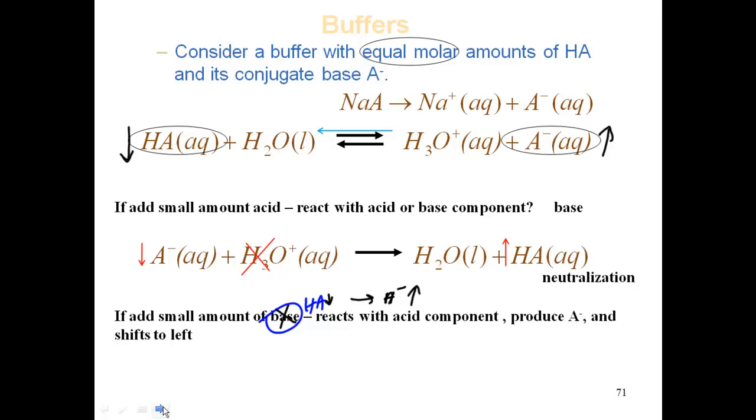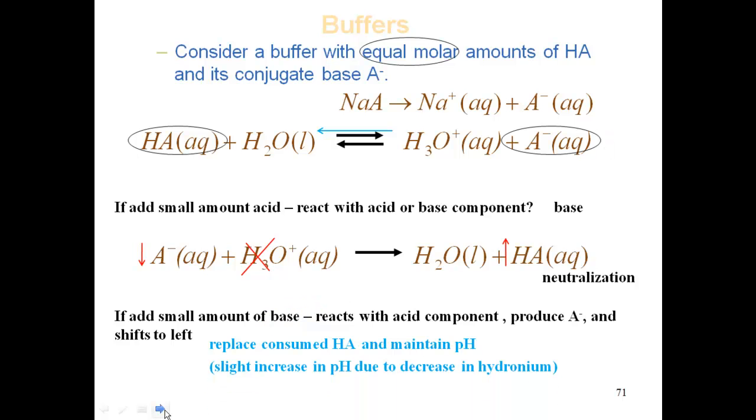It will be going down. But once again, going down by a very small amount, that X amount. Okay? So what happens here is I'll replace that consumed HA and maintain the pH. There'll be a slight increase in pH because of that decrease in hydronium, but that's a slight amount. Okay? Remember, that's a small amount compared to what I had before, keeping the pH relatively the same.